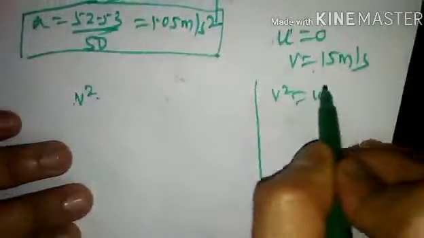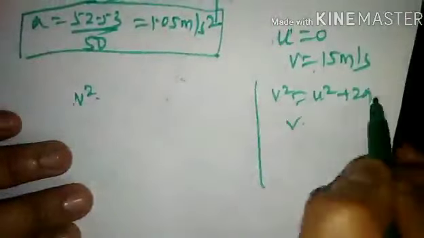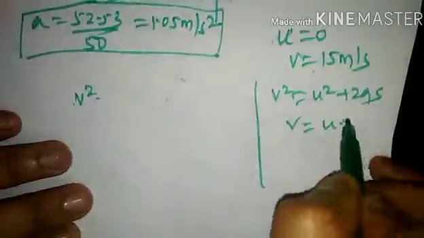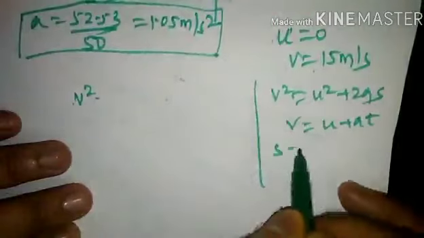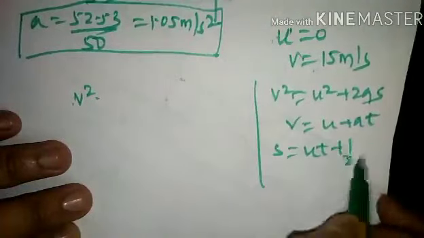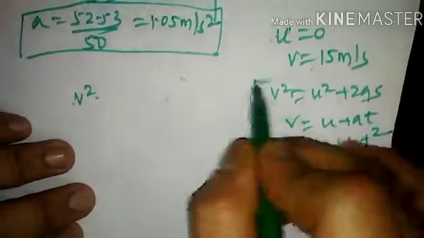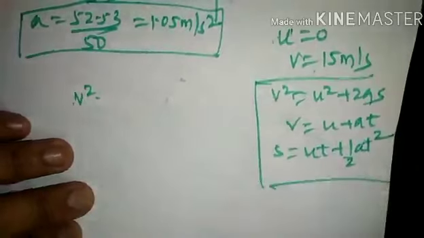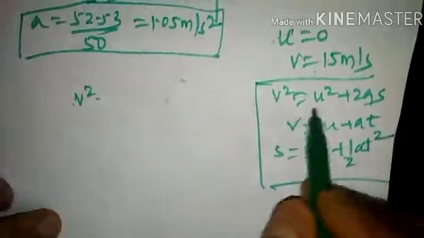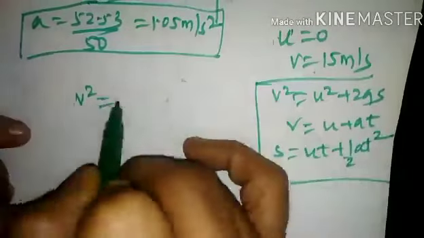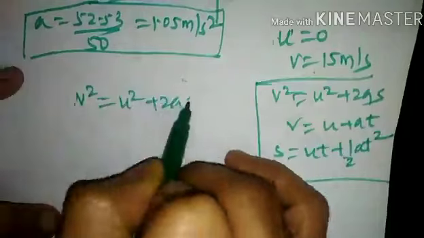V square is equal to u square plus 2as, v is equal to u plus at, s is equal to ut plus half at square. So these are the three equations of motion that will be helpful to find out distance and the time interval. So making use of the first equation, v square is equal to u square plus 2as.